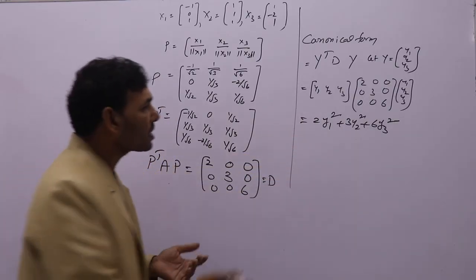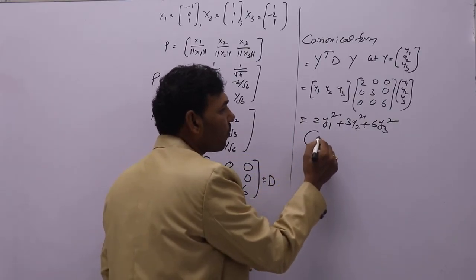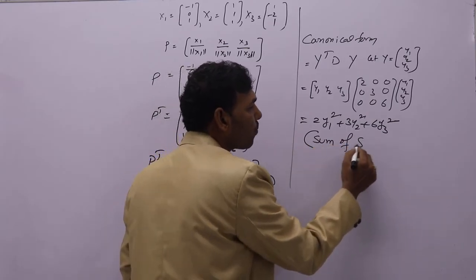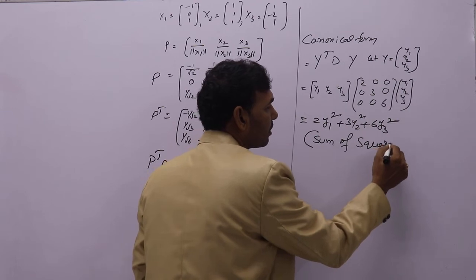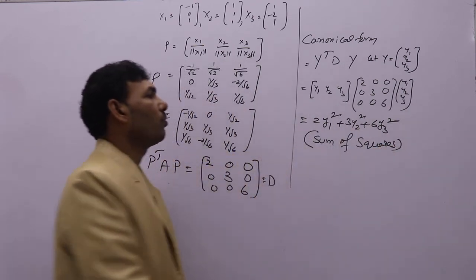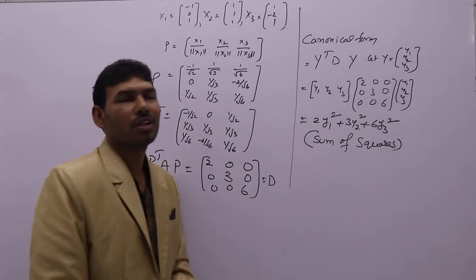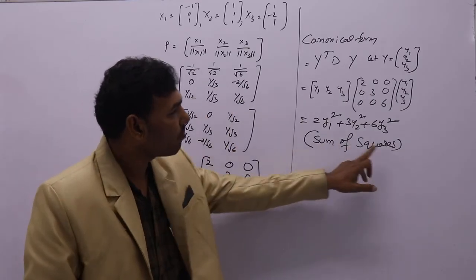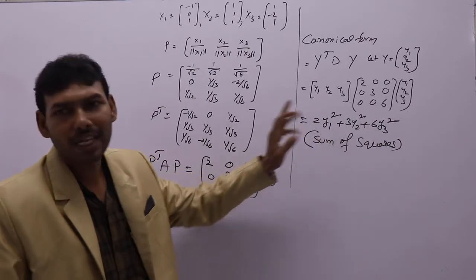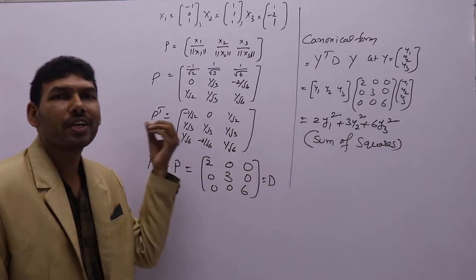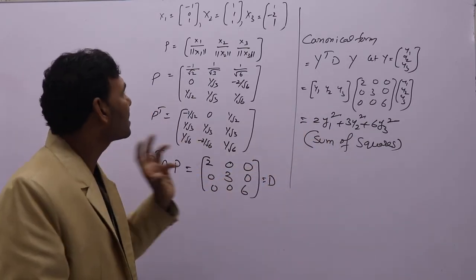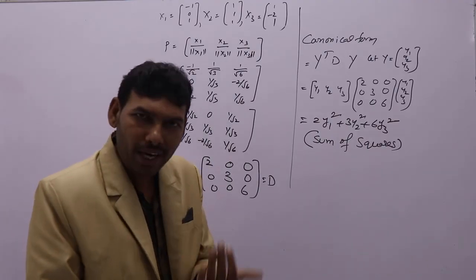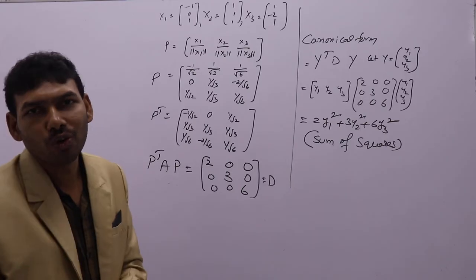Canonical form means writing given quadratic form as sum of squares. What exactly did we get now? I have written the given quadratic form as sum of squares. So this is the canonical form of the given quadratic form. This is the procedure to reduce a quadratic form to canonical form by orthogonal reduction.